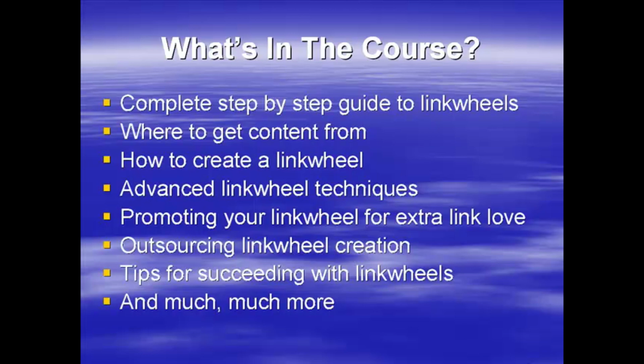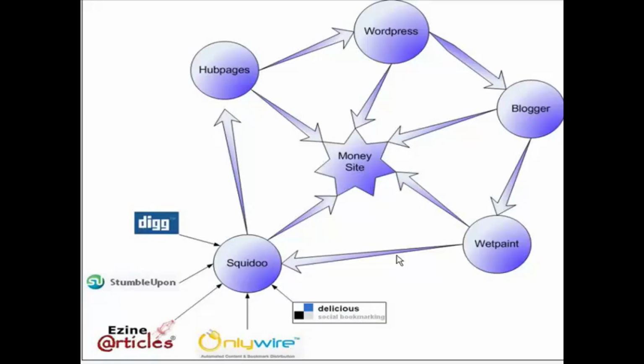We're going to start talking more about link wheels right now. And I'm going to show you a picture of a link wheel and tell you more about how they actually work. Okay, so here we have a picture of a link wheel. You can see it's fairly easy to understand. This one has 1, 2, 3, 4, 5 spokes. Now typically a link wheel may have more, may have less, it depends on how many you want to create.